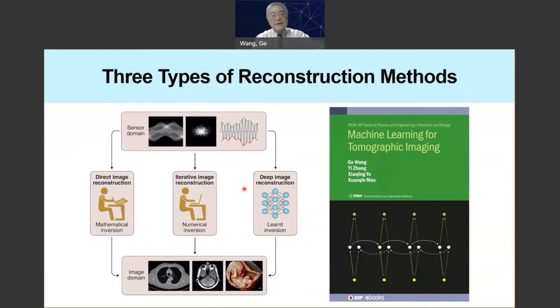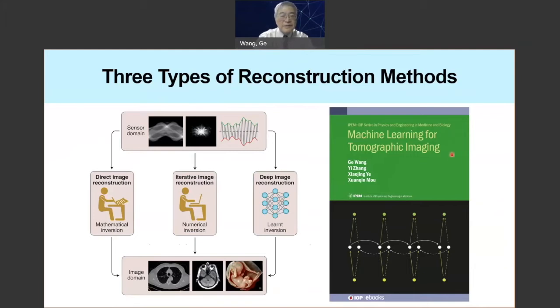With deep learning, we see the third type of reconstruction algorithm. We call it deep reconstruction. The deep neural network is trained iteratively, like iterative algorithms. Once the network is trained, you can just process input data and output an image in a feed-forward fashion, like analytic reconstruction. Here is a book we wrote on this topic.